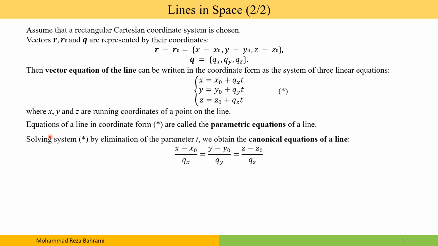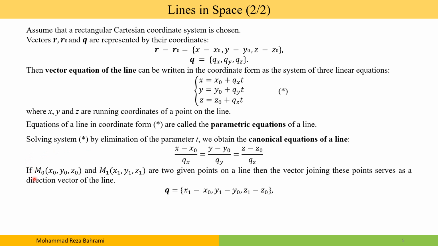If we solve the parametric equations by eliminating t from these three equations, we obtain the canonical equations of a line, or non-parametric equations, as you can see here by this expression.